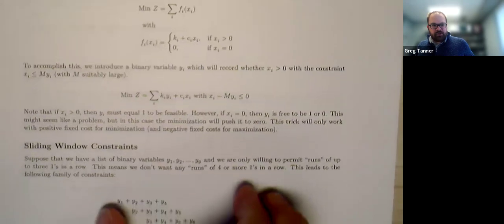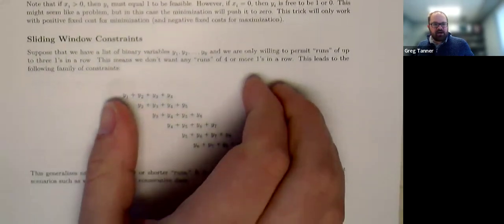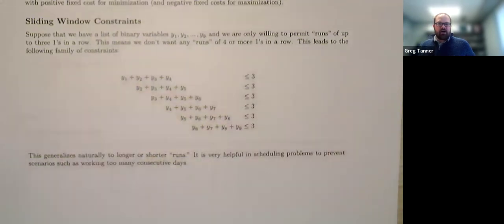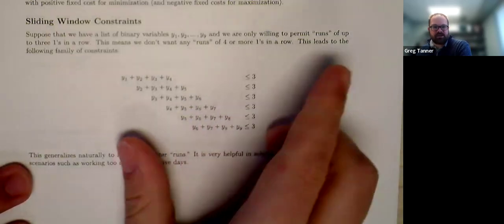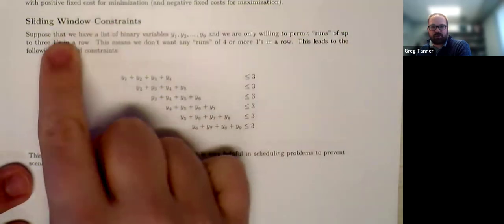Okay, a last tip or trick is what I call sliding window constraints. Suppose you have a whole bunch of binary variables that represent activities in a sequence. So are we going to schedule Greg to work first shift or second shift or third shift or on down through ninth shift? But we don't want to schedule the same person to have too many shifts in a row, right? And so you might want to prevent runs. In this case, we're going to say we're only going to allow up to 3 shifts in a row.